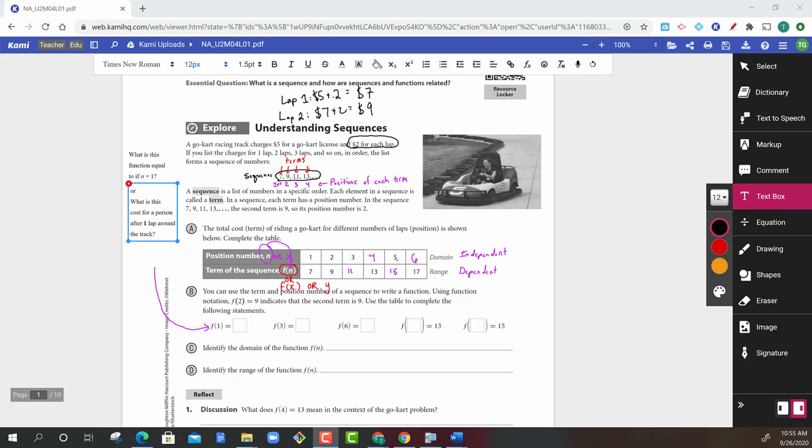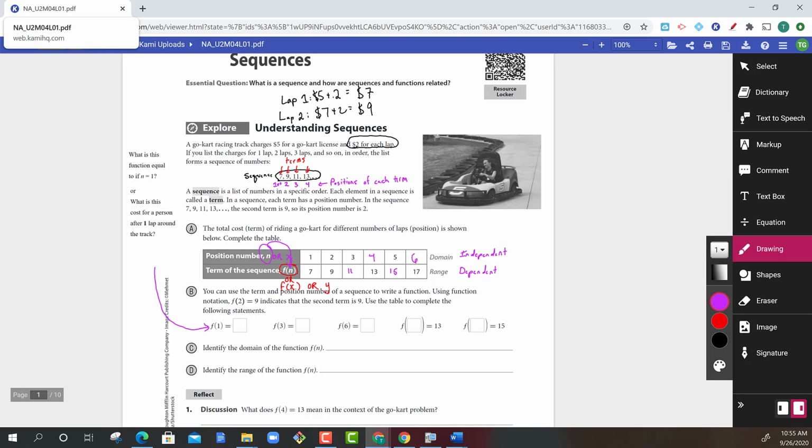That's what that 1 represents, because it's this first row, and these first numbers represent the laps. So we know after 1 lap, it costs $7. We can just look at the table; we're getting the information right there. And then f of 3 says, what is this function equal to when n equals 3, or after 3 laps? And you can see it's $11. And then we're going to do the same thing at 6. So after 6 laps, it's $17.